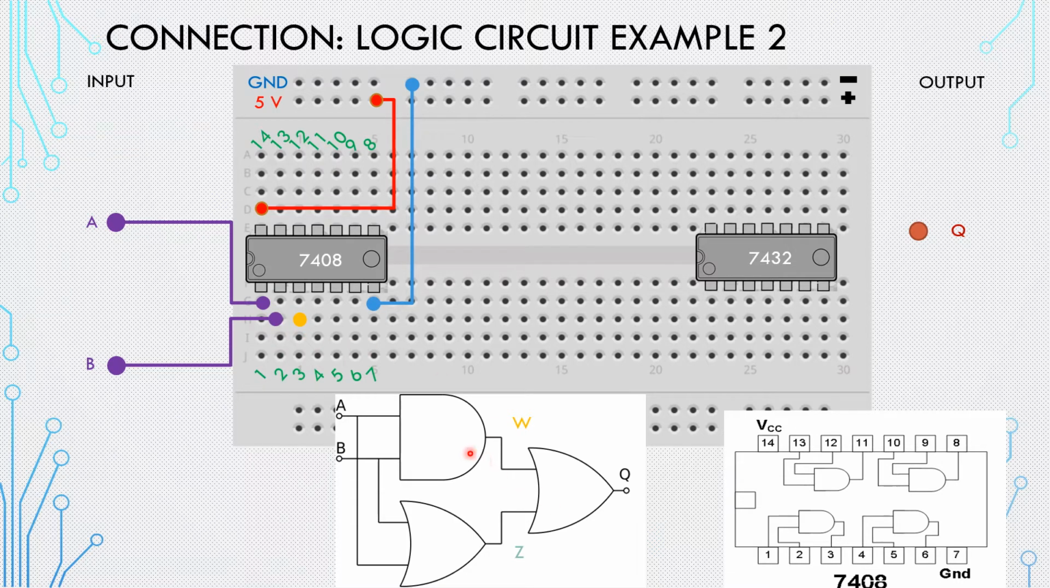And the output, just leave it for the moment, but you need to know that this is where you're gonna take the output. I labeled it yellow to say that this is the output, W. Now I go to the second gate here, OR. So go to this OR.